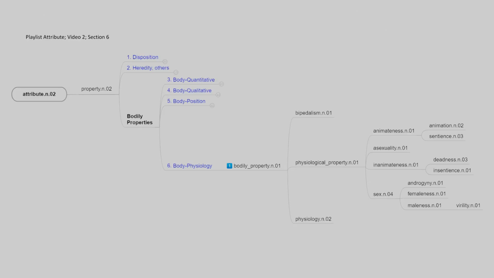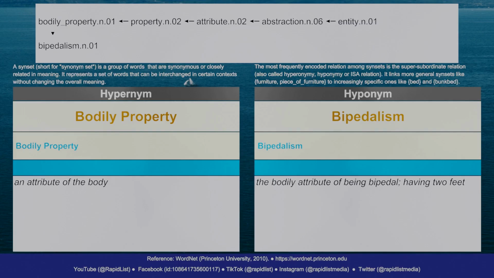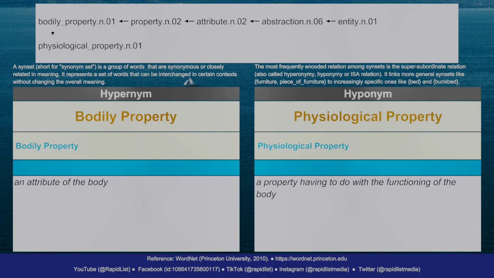Section 6. In this section we will explore some physiological properties. Bipedalism. The bodily attribute of being bipedal, having 2 feet. Bipedalism made the human form of birth possible. Physiological property. A property having to do with the functioning of the body.